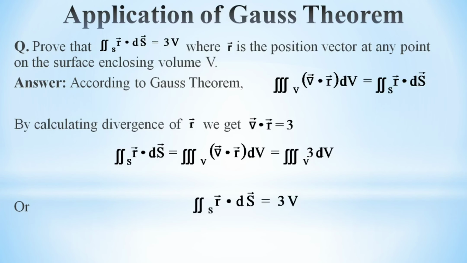Or it can be written as double integral over S r dot ds is equal to 3 into V, because integration over V with respect to V gives us the same entity, that is V. Therefore, right hand side is equal to 3V. We have proved the required result.